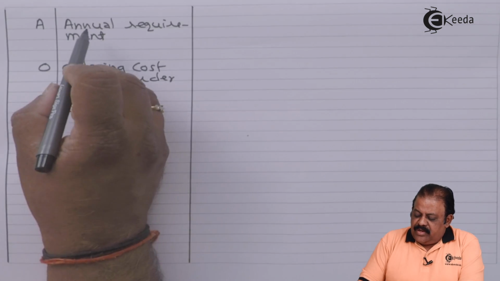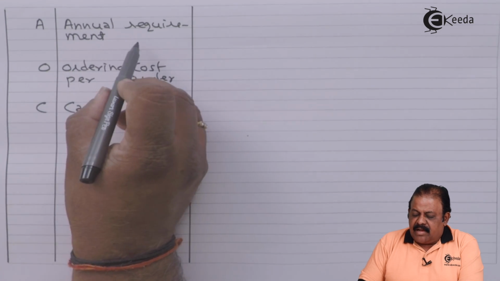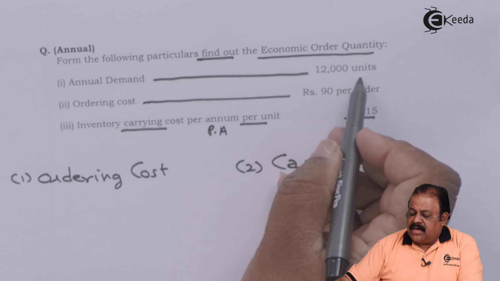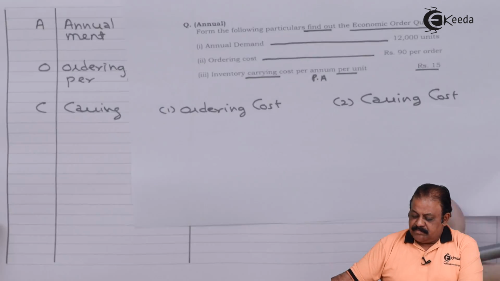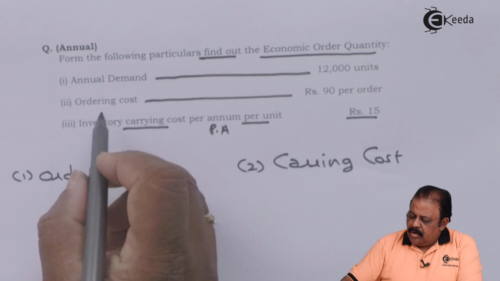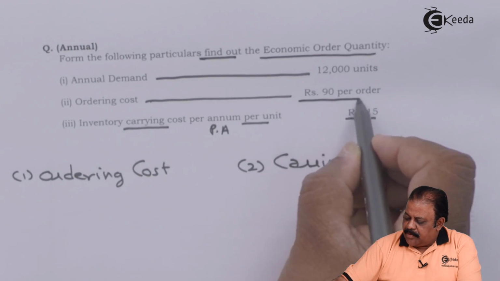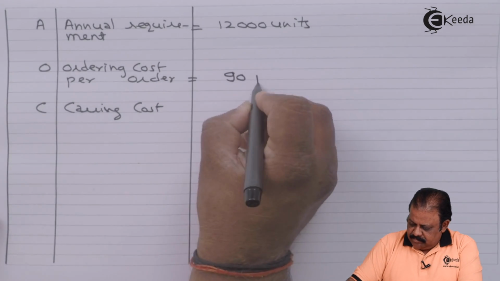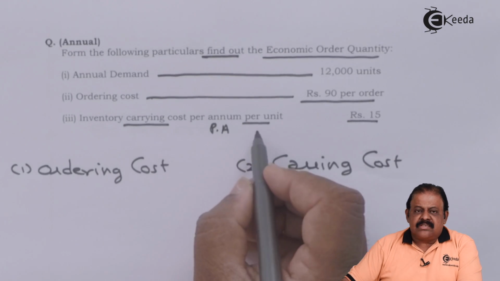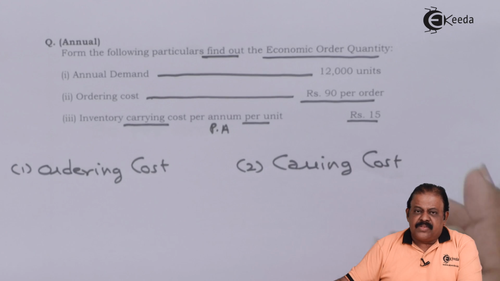In this question we are required to find out annual requirement, that is given in the question. Annual demand is 12,000 units. Ordering cost rupees 90 per order. Inventory carrying cost per annum per unit rupees 15.